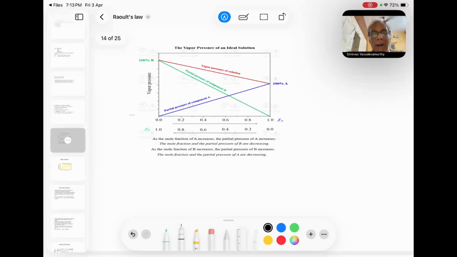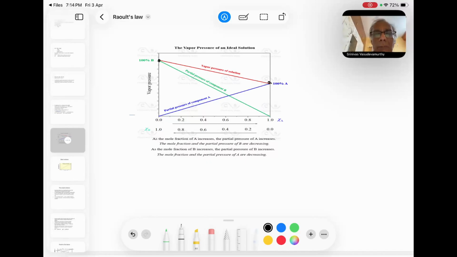Now let us see an ideal solution. Two solvents A and B are taken. They form a solution AB. No bond is made or broken. We are talking about hydrogen bonds: no hydrogen bond is made or broken here. X-axis is mole fraction, Y-axis is vapor pressure. At the left extreme, the mole fraction of B is 1, and at the right extreme, the mole fraction of A is 1. So at the left extreme, the Y-axis value is P naught B, and at the right extreme, it is P naught A.